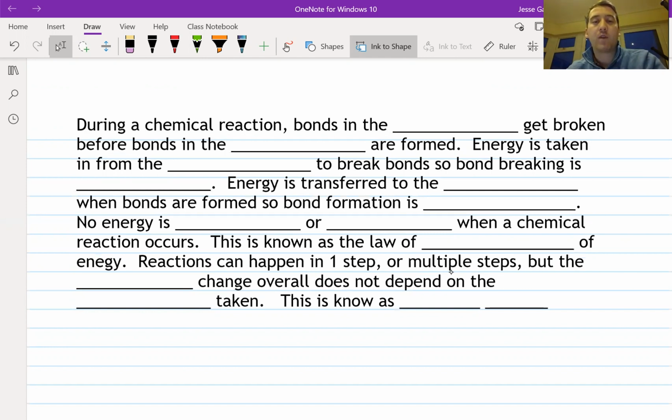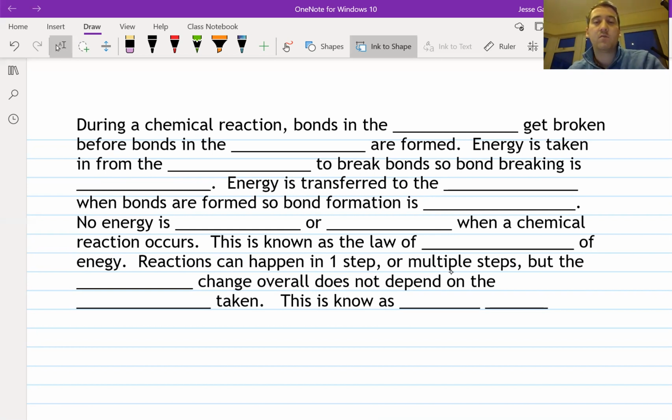So during a chemical reaction, the bonds in the reactants get broken before bonds in the products are formed. Energy is taken in from where? Well, it gets taken in from the surroundings to break bonds. So bond breaking is endothermic because energy is taken in. Energy is transferred to the surroundings when bonds are formed, so bond formation is exothermic.